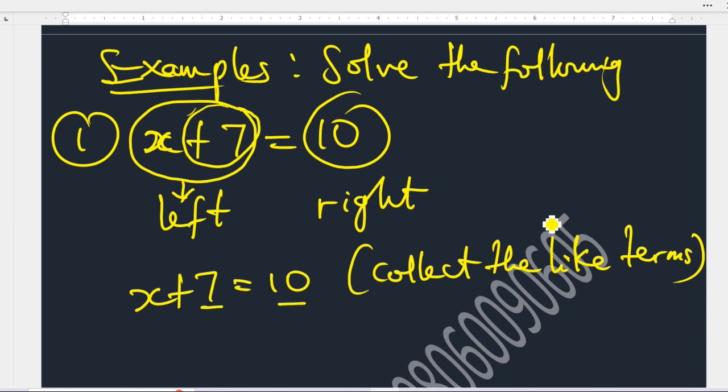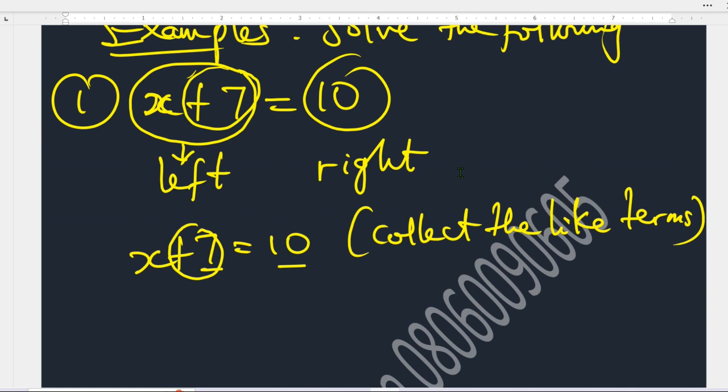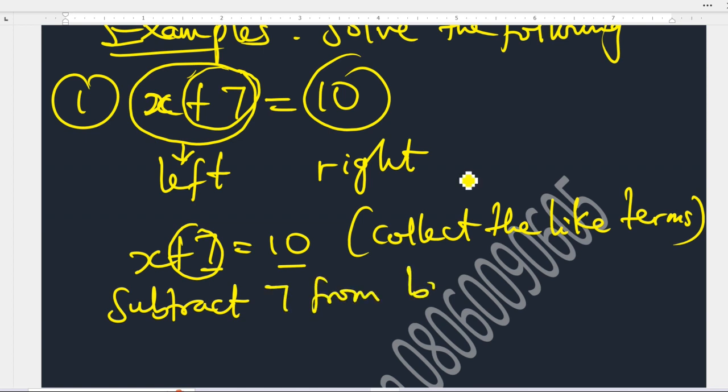They look alike. They are both numbers. They don't have letters. So we can add or subtract. So look, it is plus 7 here. Because it is plus 7, we are going to subtract 7 from both sides. Yes, because it is plus 7, you will say subtract, because the opposite of plus is minus. So you will say subtract 7 from both sides.